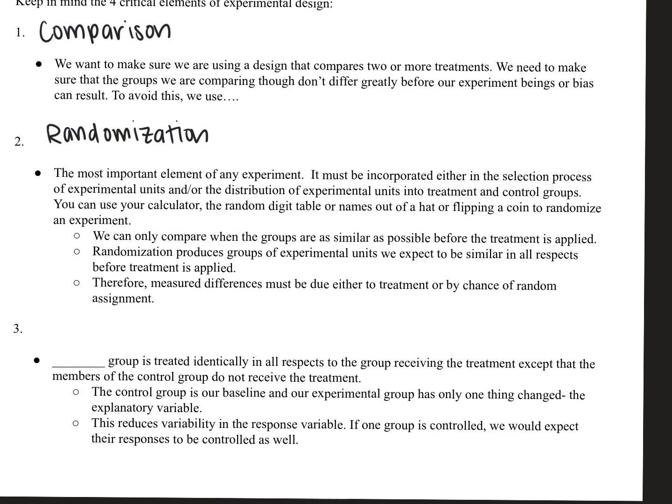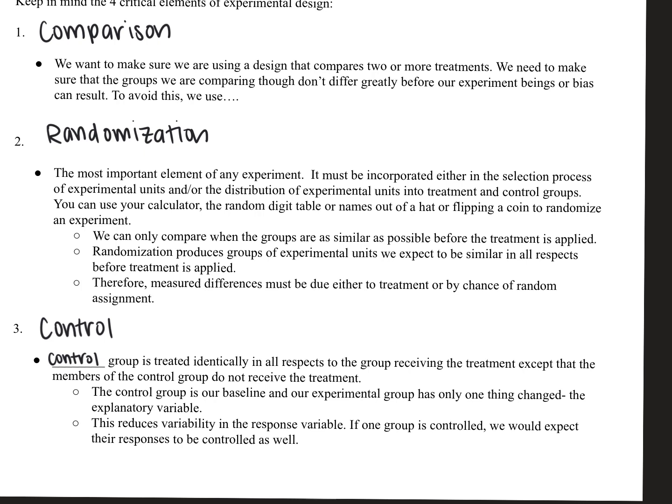The third one is control. So in an experiment, it's important to have something called a control group. A control group is treated identically in all respects to the group receiving the treatment, except the members of your control group do not receive the treatment. Most commonly this is referred to as a placebo. So that's called the baseline group. And then the experimental group has only one thing changed, which is the explanatory variable.